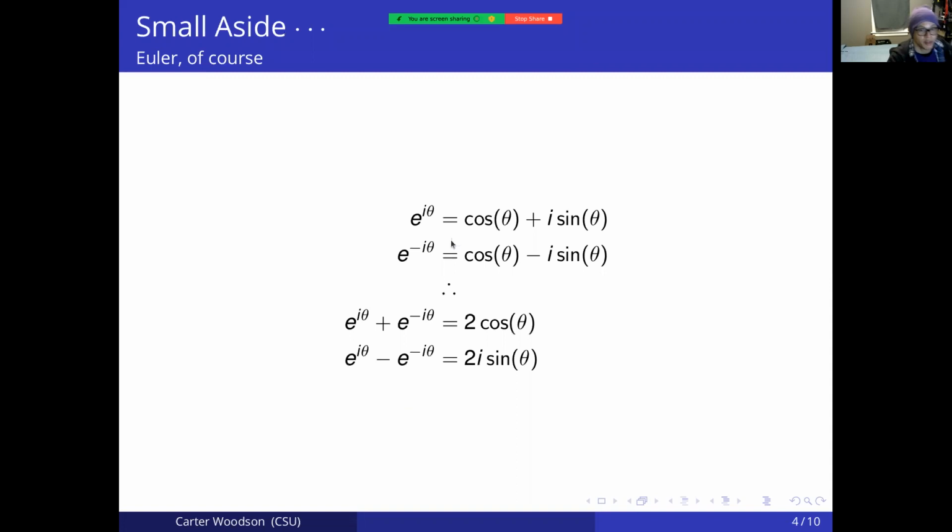I would like to quickly recall this relationship from Euler's formula for the polar form of a complex number. If we let theta go to minus theta, and then we treat this as a system of two equations, then we can solve for either sine or cosine by adding or subtracting.